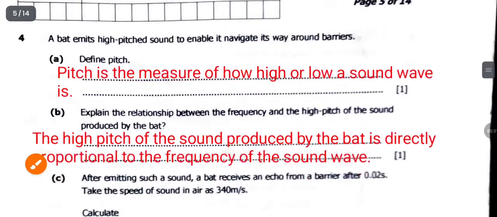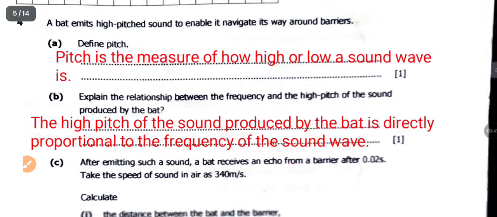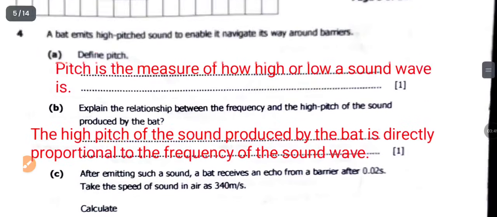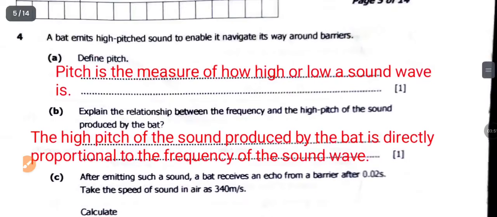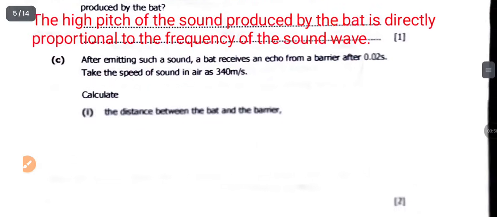Question B. Explain the relationship between the frequency and the high pitch of the sound produced by the bird. So, like I was saying, the high pitch of the sound produced by the bird is directly proportional to the frequency of the sound wave. Meaning that the higher the pitch, the higher the frequency, and the lower the pitch, the lower the frequency of a sound wave.